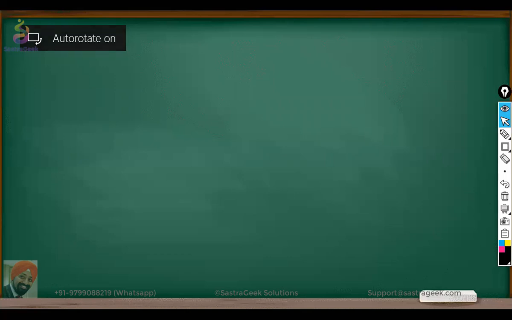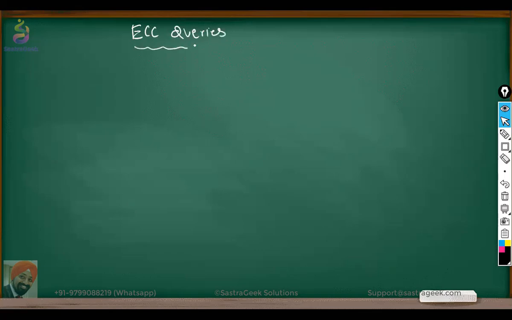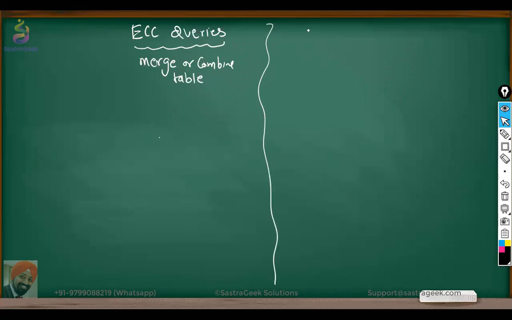Okay, guys. So the thing we want to discuss is that we are having ECC queries, which we already write in the ECC. What would be the difference between these ECC queries, where we basically merge or combine tables, compared to the query browser, which I have said works on the CDS views?